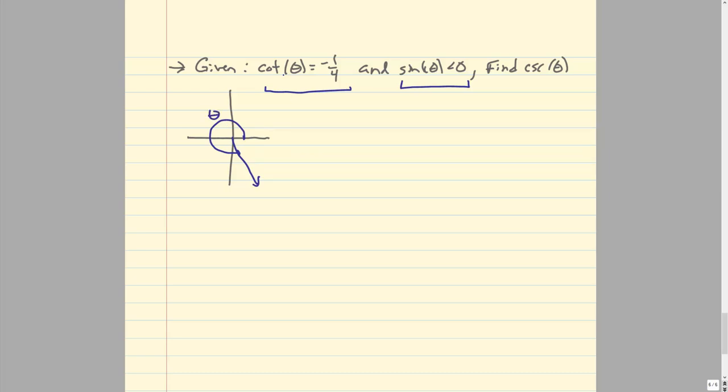Okay, so cotangent would mean that tangent, in this case, is -4 over 1. But I don't know if that negative goes with the top or the bottom. I don't know if it's the y or the x. But I do know that one is negative and one is positive. So that leaves me with the second or fourth quadrants. And then I can narrow that down because this says that the sine is negative.